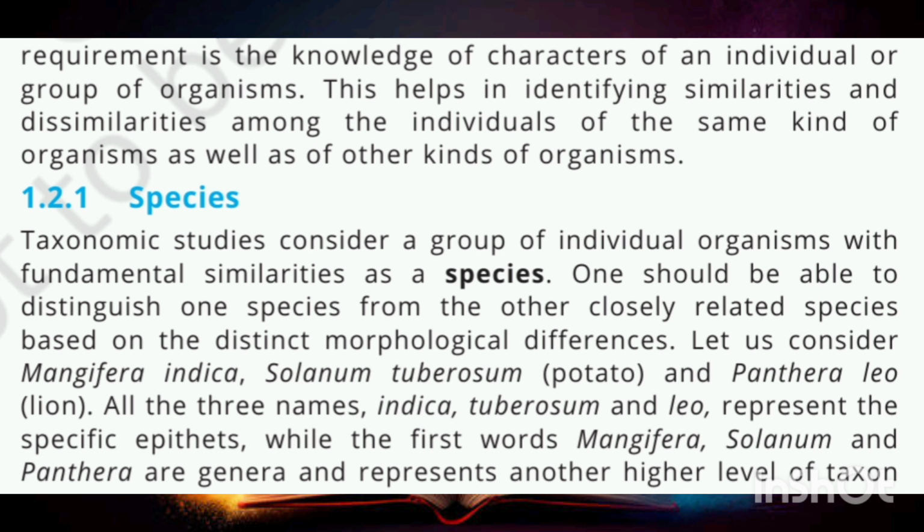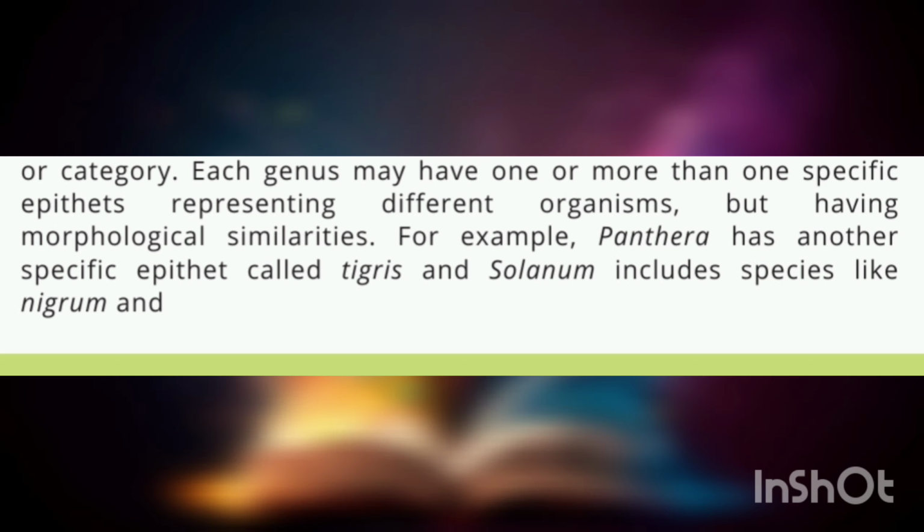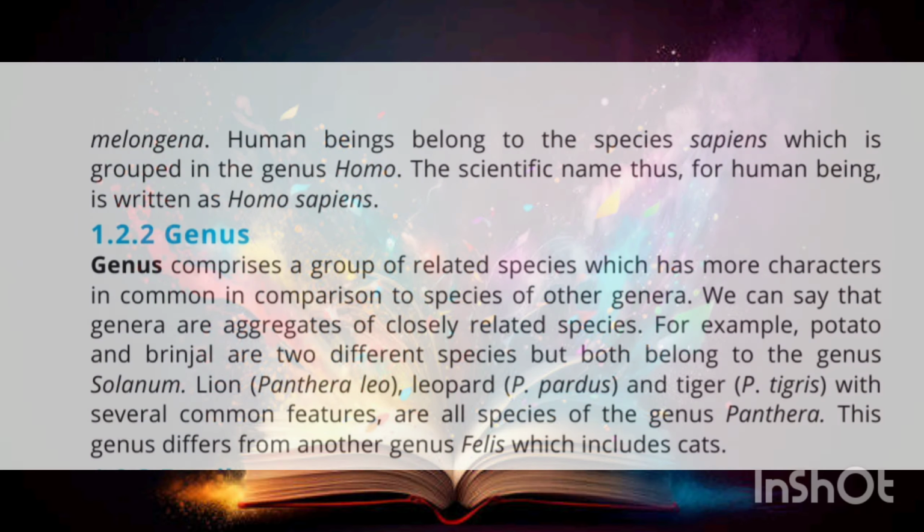Let us consider Mangifera indica, Solanum tuberosum, potato, and Panthera leo, lion. All the three names, indica, tuberosum, and leo, represent the specific epithets, while the first words, Mangifera, Solanum, and Panthera, are genera and represent another higher level of taxon or category. Each genus may have one or more than one specific epithet representing different organisms, but having morphological similarities. For example, Panthera has another specific epithet called tigris, and Solanum includes species like nigrum and melongena.